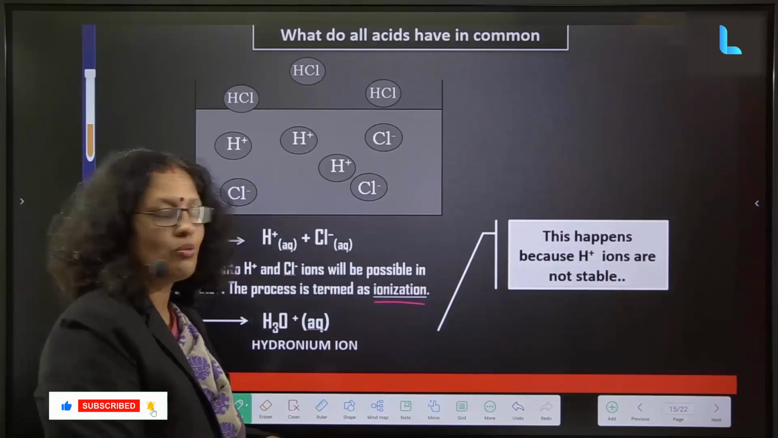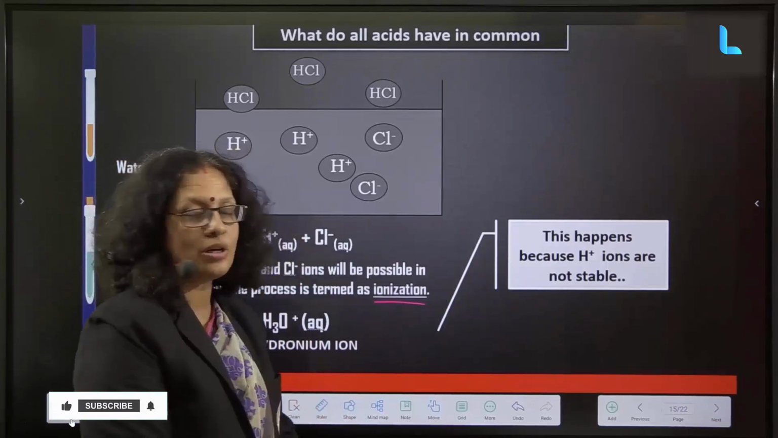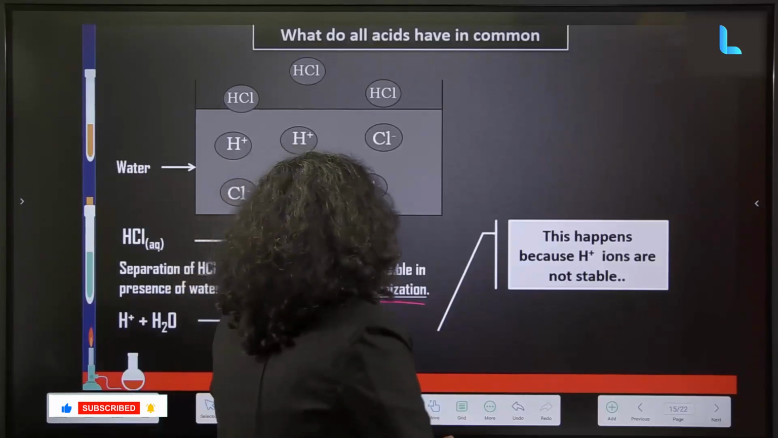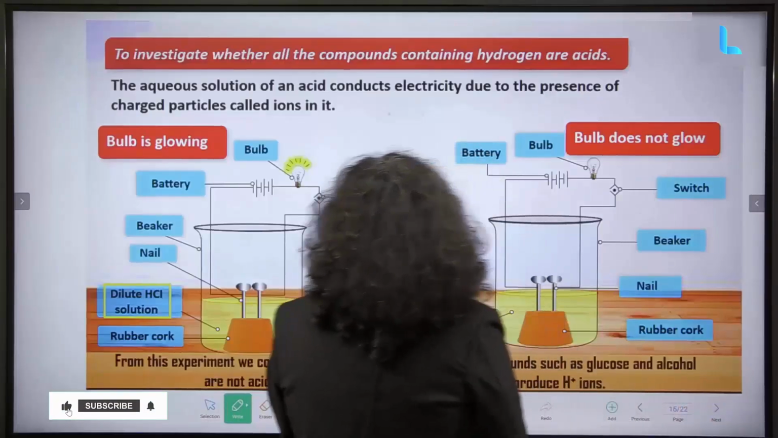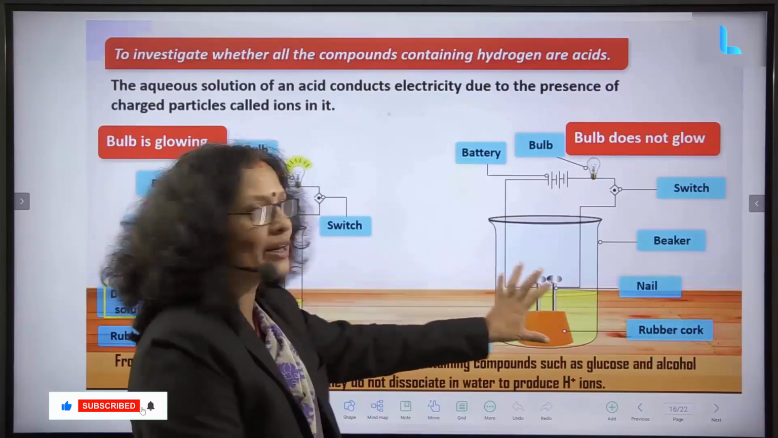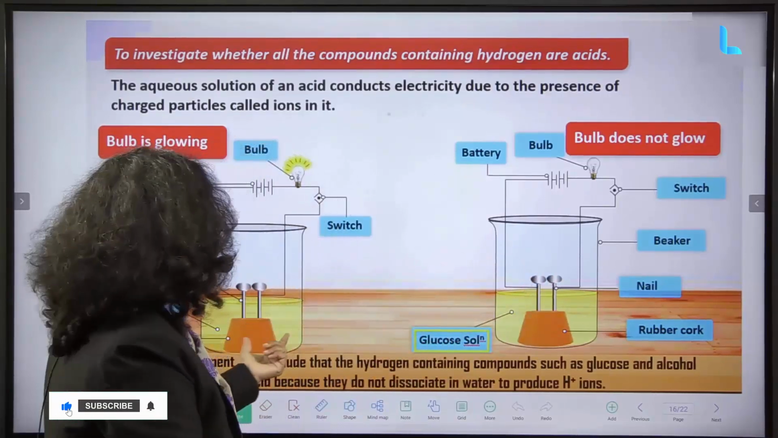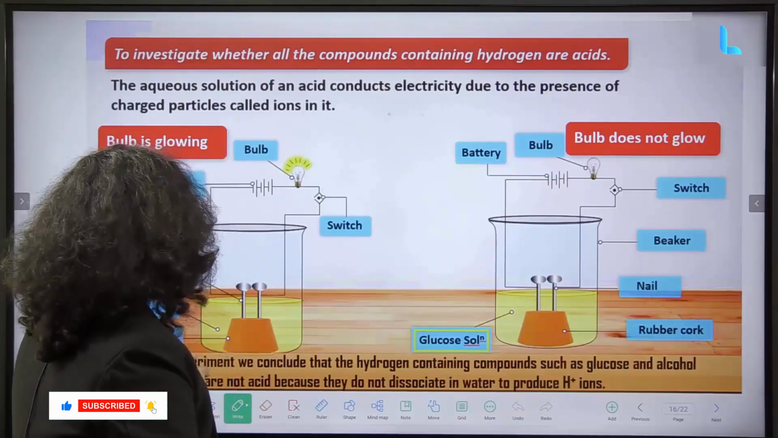Like H plus and H2O will give H3O plus hydronium ions. This happens because H plus ions are not stable and ionization will take place here. Now we can see a comparison with two experiments, where strong acids and strong bases are added in dilute HCl solution.